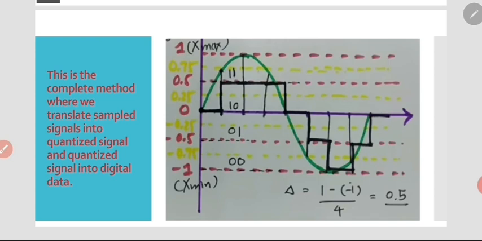I hope this lecture will make you understand how the quantization is done on the analog signal and how the digital data is obtained for the input of the computer system.